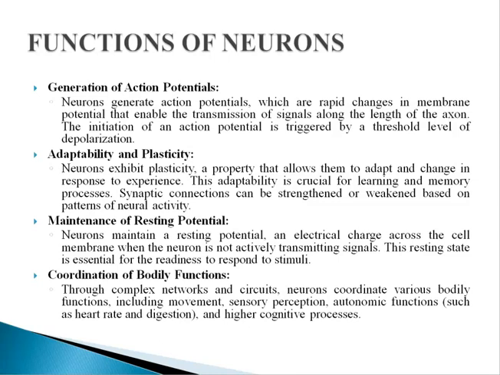The next is adaptability and plasticity. Neurons exhibit plasticity, which is a property that allows them to adapt and change according to the response. This adaptability is very much essential for learning and memory processes, including cognition. These synaptic connections can be strengthened or weakened based on the patterns of neuronal activity.